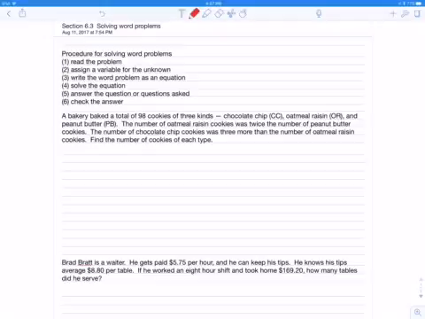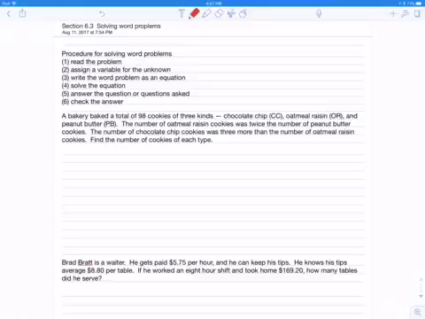The second step is to assign a variable for the unknown. Then, using that variable, write the word problem as an equation. The obvious next step is to solve the equation. And then answer the question or questions asked. Sometimes the solution to the equation is not the answer to the question, or sometimes there's more than one answer to the question. And then the last step is to check your answer to see if it makes sense.